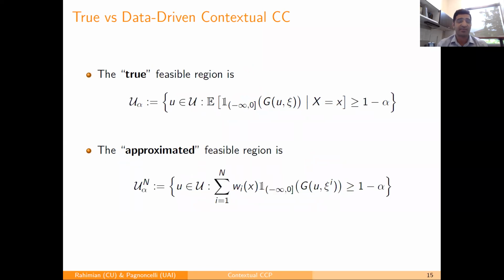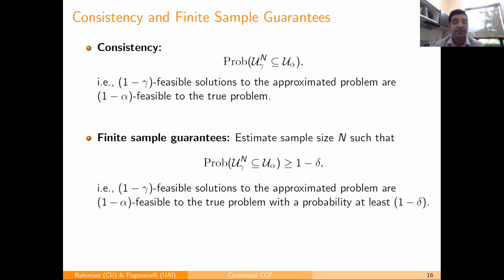And of course, using this approximation, the feasible region of the problem is going to change. Let us assume that the true feasible region is denoted by this U subscript alpha. This is the true feasible region, whereas the feasible region of this approximated problem is going to get this form, and I'm going to denote this by U subscript alpha, but with a superscript of n, denoting that this is a data-driven approximation. Now, the main question is, what is the relationship between the feasible region that I get from the approximated chance constraint and the feasible region of the true problem? In fact, I'm interested in the probability of having a 1 minus gamma feasible solution to the approximated problem be 1 minus alpha feasible to the true problem. I'm interested in that probability.